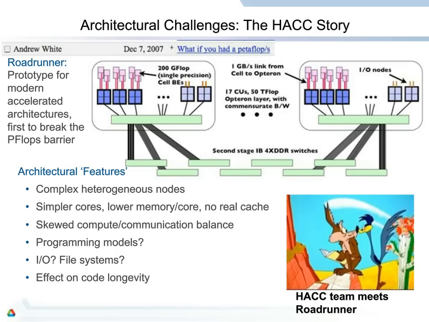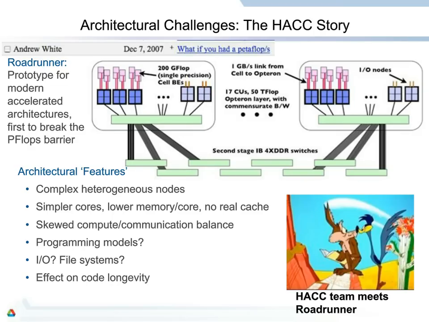Andy White, who was the head of computing at Los Alamos, sent me an email, which I still have. And the title of the email was, "What if you had a petaflop?" And honestly, it's like if you were to get a similar email today that said, "What if you had an exaflop?" Well, the first thing you say is, "This is great, give me that." But the next thing that follows is they tell you, yes, it is a petaflop. However, the machine architecture is going to be very messy.